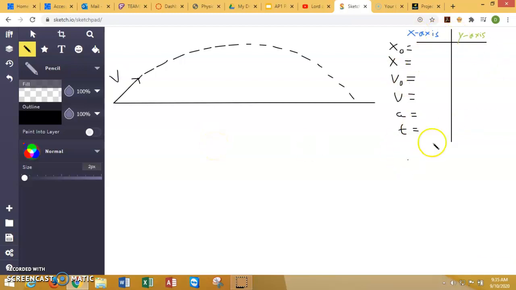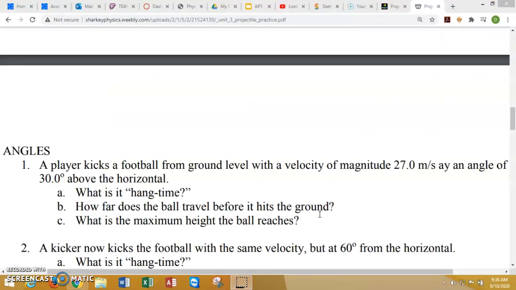I can make a chart. These are all things that we can do. And the chart will have two columns: blue for x-axis, left and right stuff, green for y-axis, up and down stuff. So here's our first problem. I'm going to give you guys these practice problems so you can fiddle with them.